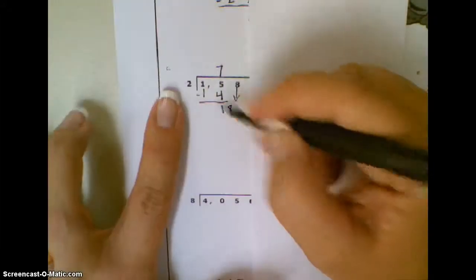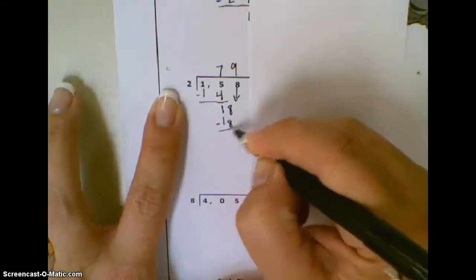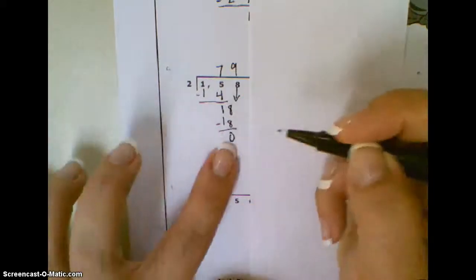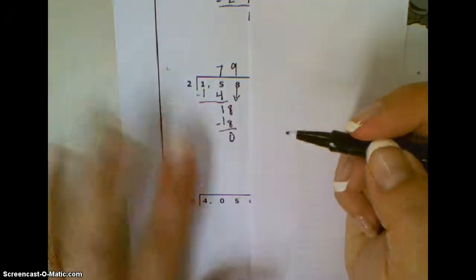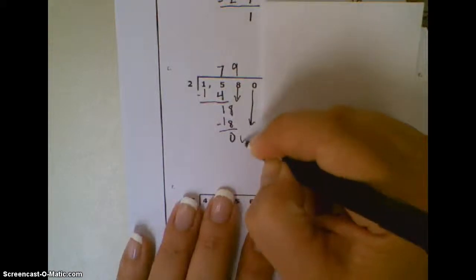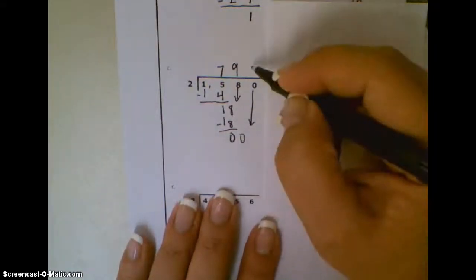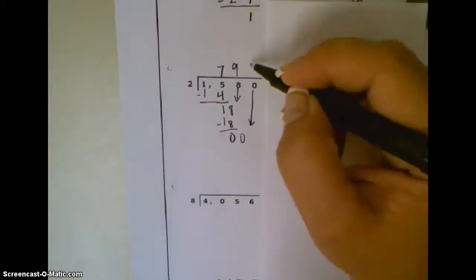And I know a fact, 2 times 9 equals 18. I can subtract and I get 0. Is my remainder smaller than my divisor? Yep, so I did it right. Bring down my next digit, which is a 0. How many times can 2 go into 0? Well, it can't. Now, this is where sometimes kids will stop and they won't put that 0 there.